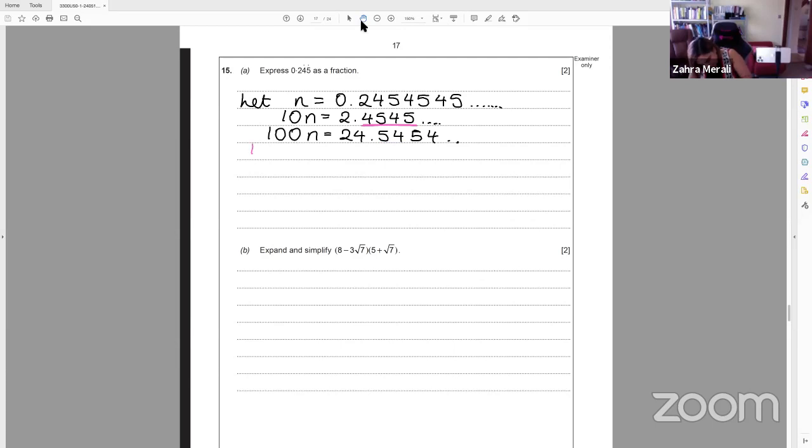So 1000n is going to give you 245.454545 and so on. So now you can see that this is the same as this. So if I take this and I take it away from this, everything after the decimal place is going to disappear. So 1,000 minus 10 gives you 990. So you get 990n. And then you've got 245 minus 2.